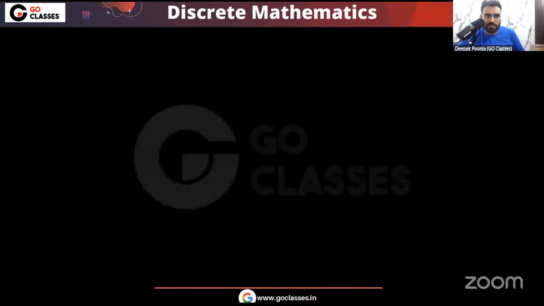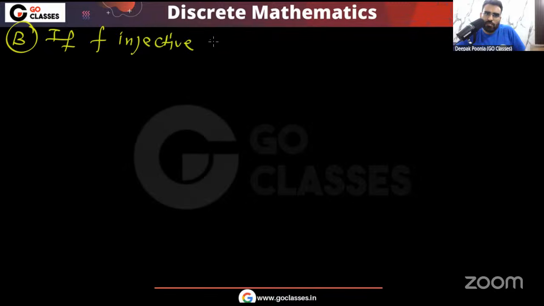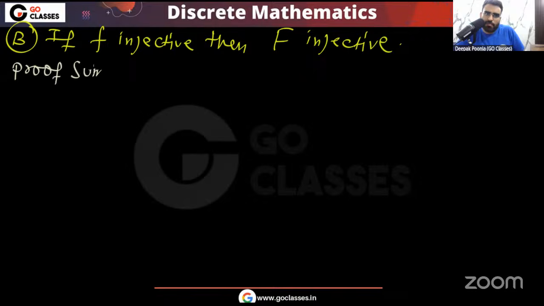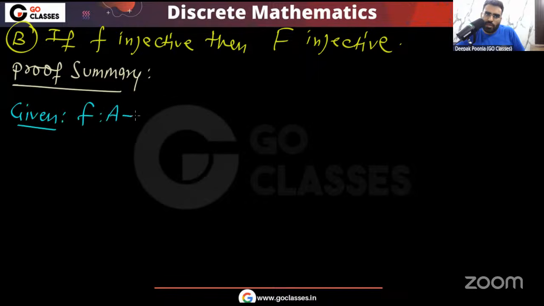Okay, let me just tell you the summary. For option B, the summarized version, let me tell you. Option B was: if small f is injective, then capital F is injective. Let me tell you the summary of the proof. The proof summary is like this. Small f, which is from A to B, is injective. This is given to us.